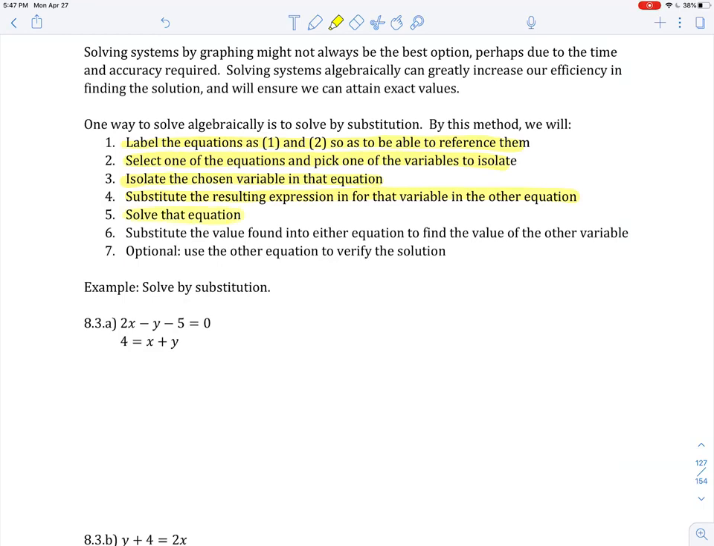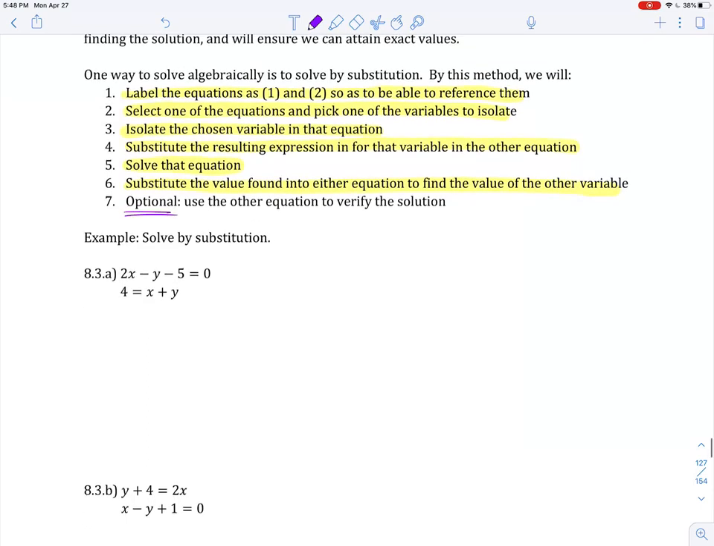Step 4, we're going to take that isolated variable and substitute the resulting expression for that variable into the other equation. Step 5, we're going to solve that equation. Step 6, we're going to substitute that value found into either of the 2 equations to find the value of the other variable. And then, like I said, number 7 is optional, but we could use that other equation to verify the solution, just to make sure that we are 100% correct.